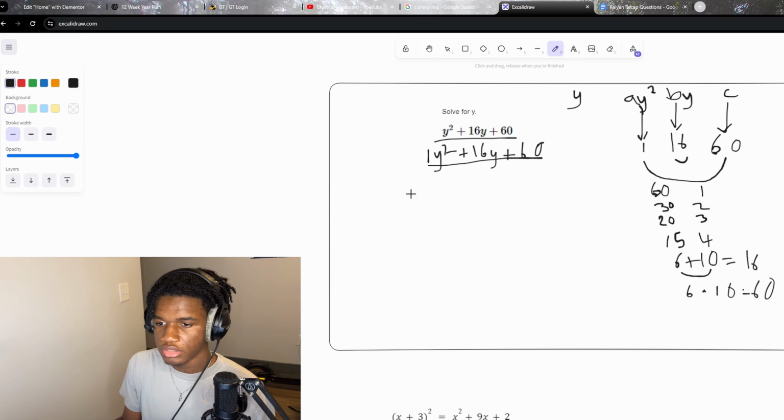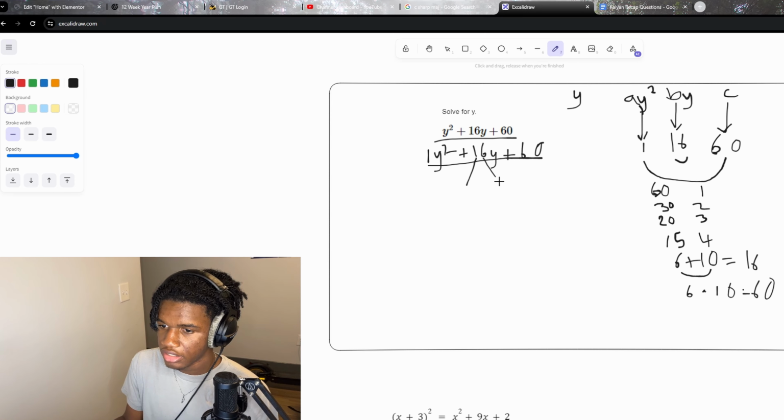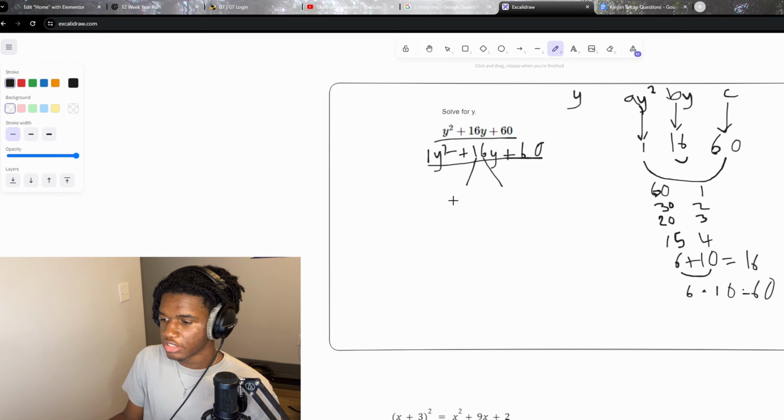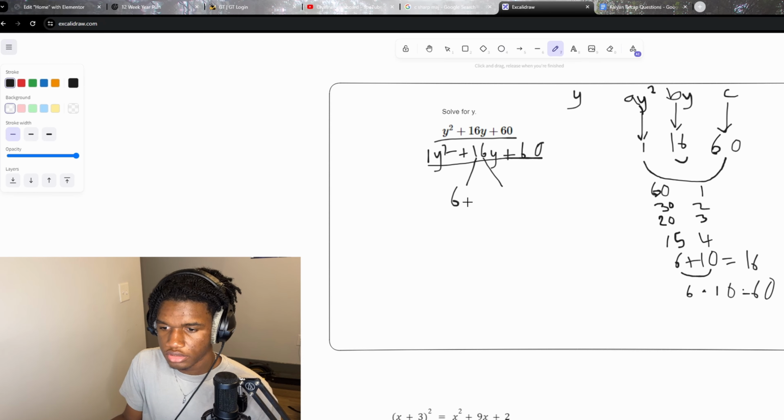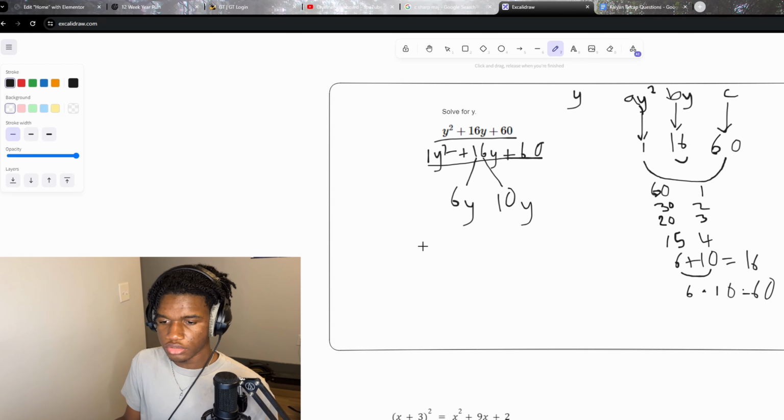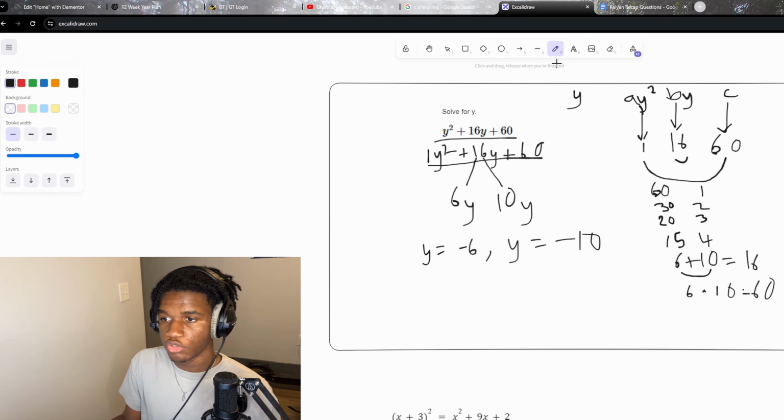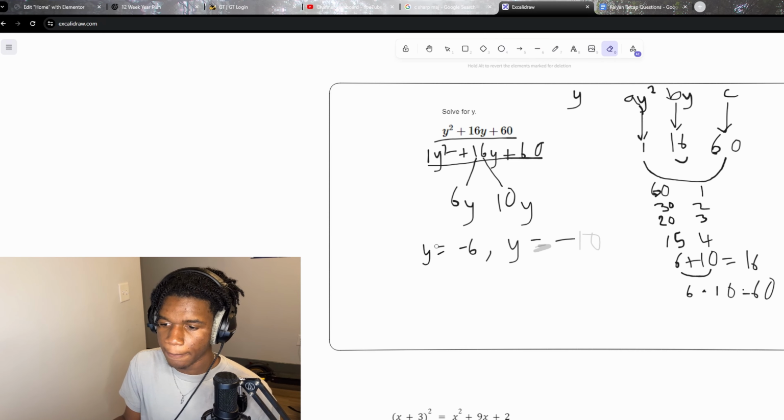So we have our two numbers, and now you can basically split this into the two numbers. Honestly, at this point, you could just take the two numbers, 6 and 10, and make them negative, and that'll give you your answer. So y equals -6, y equals -10. But if you want to know why this works, you can do it like this.